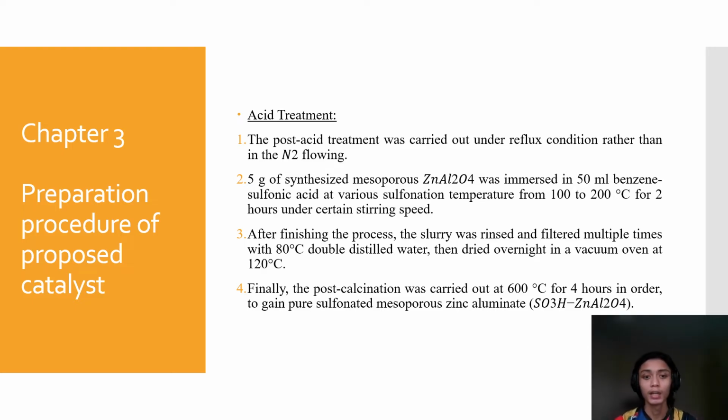stirring speed. Okay, and the third step is, after finishing the process, the slurry is then rinsed and filtered multiple times with 80 degrees Celsius water, then dried overnight in a vacuum oven at 120 degrees Celsius to get a dry solid. And finally, this post-calcination is then carried out at 600 degrees Celsius for 4 hours in order to gain a pure sulfonated mesoporous zinc aluminate product.